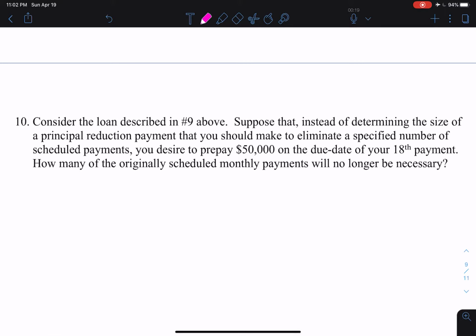Problem 10 says, consider the loan described in number 9 above. Suppose that instead of determining the size of a principal reduction payment that you should make to eliminate a specified number of scheduled payments, which is what we did last problem, we figure out how much we had to prepay to eliminate the last 120 payments at a specific date. Last problem was date 18. Now we assume we desire to prepay $50,000 on date 18, and it's kind of a different way of looking at the same thing. How many of the originally scheduled monthly payments will no longer be necessary?